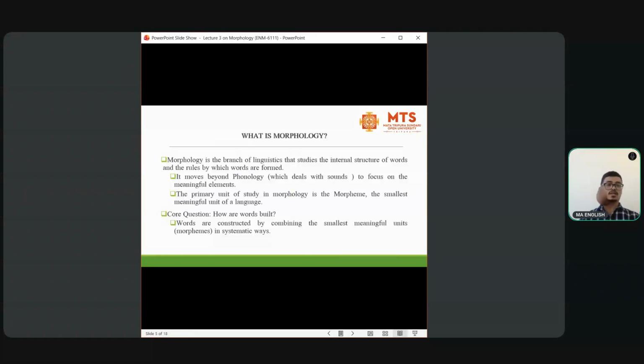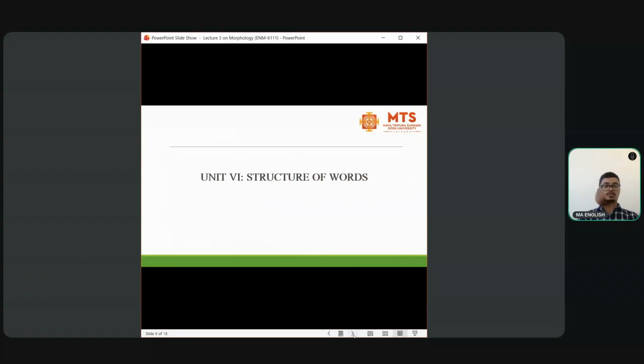So throughout this lecture, try to listen carefully. Words are made from smaller meaningful parts. So now let's move on to Unit 6, the structure of words.